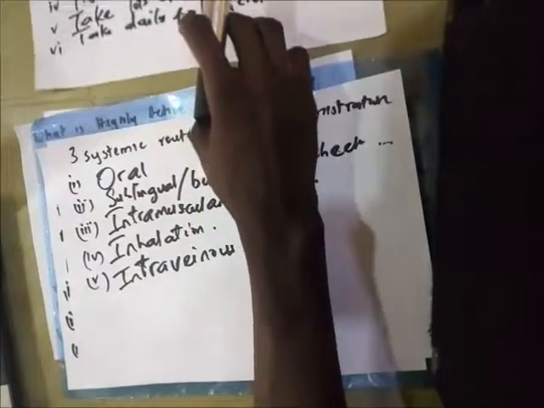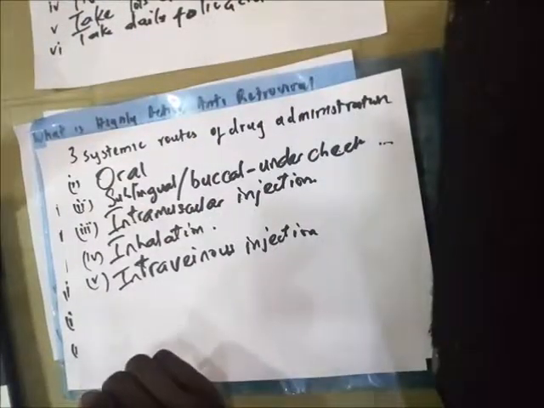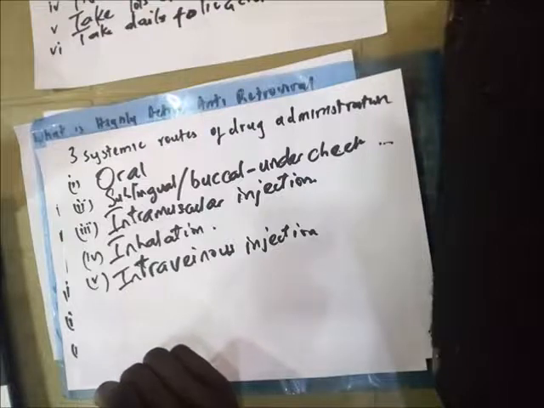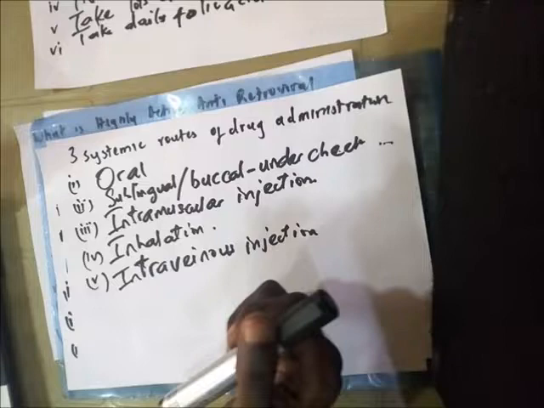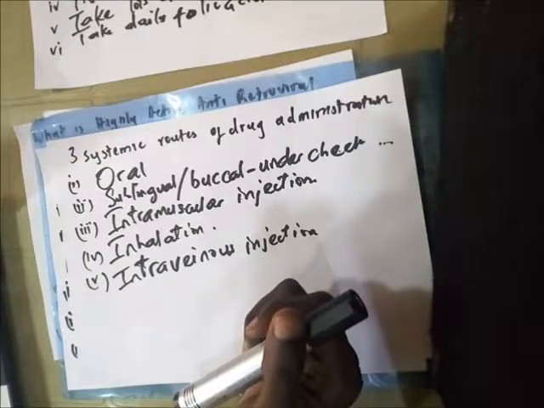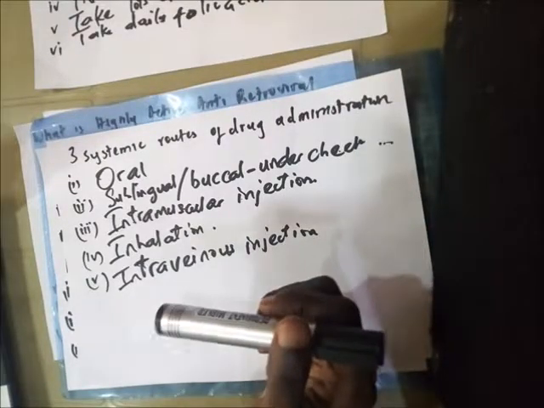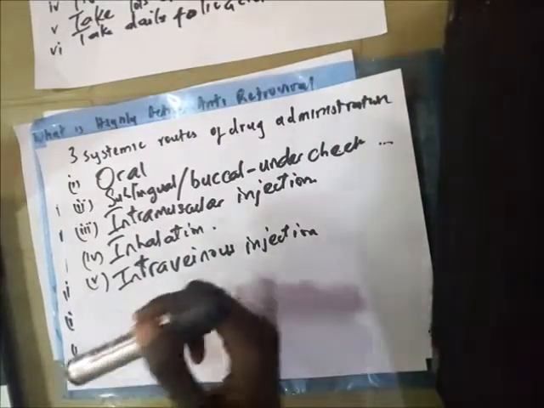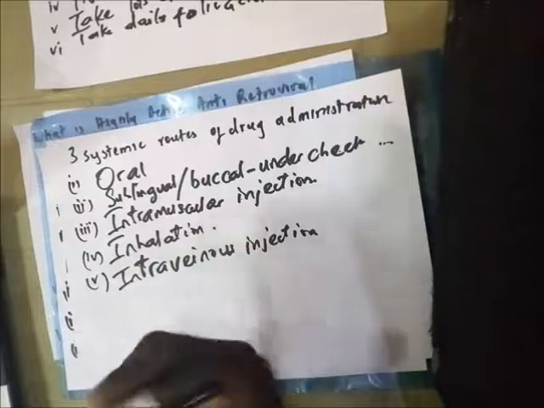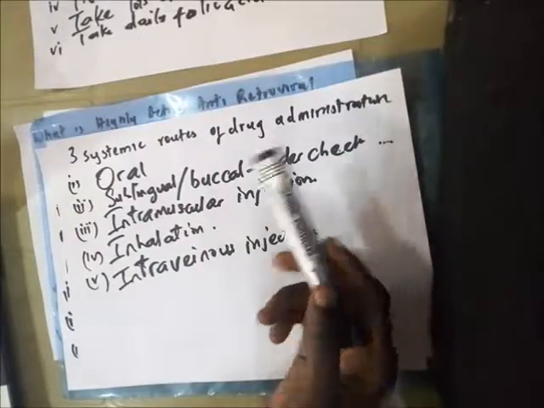Then the next question is three systemic routes of drug administration. But yes, 5 are listed here already for your good. Number one is oral, through the mouth, route of drug administration. How do you take in the drug? Oral. We have sublingual or buccal. That's under the cheek or under the tongue.